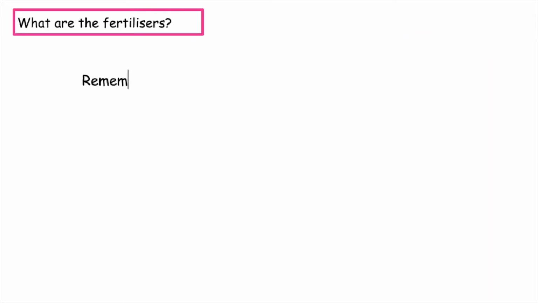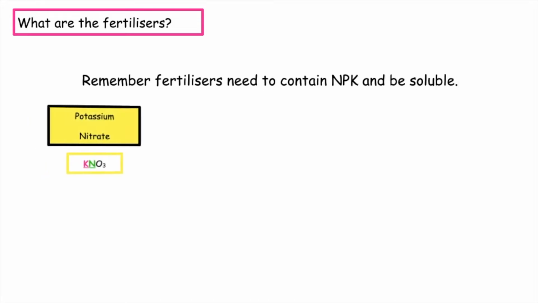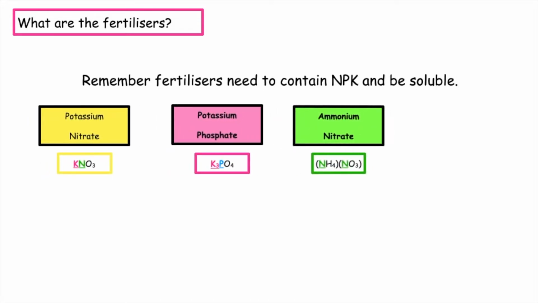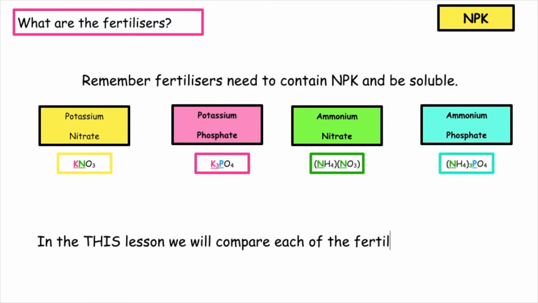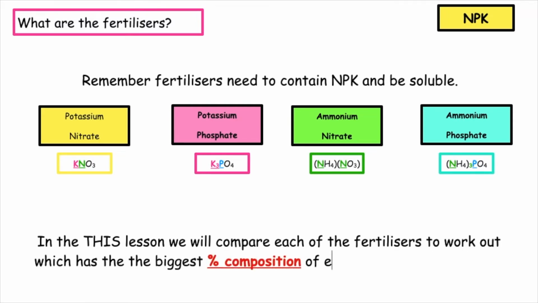In the previous lesson, we took 4 fertilisers, which each contain at least one of the essential elements, N, P or K, and they are all soluble. In this lesson, we're going to compare each of the fertilisers to work out which has the biggest percentage composition of each essential element, N, P and K.